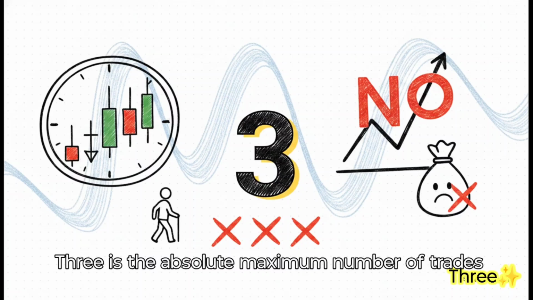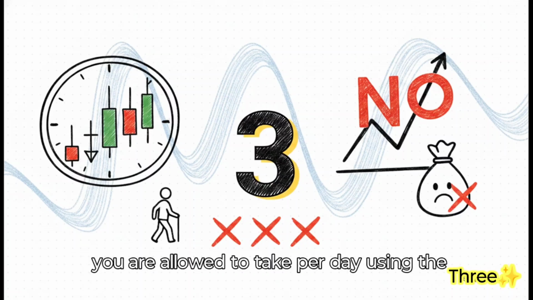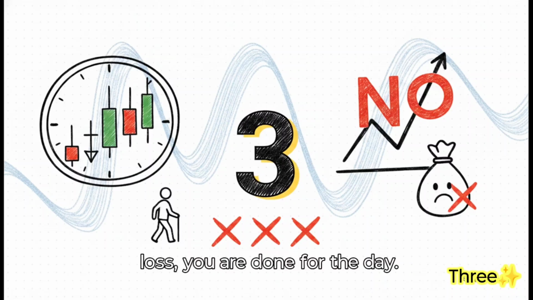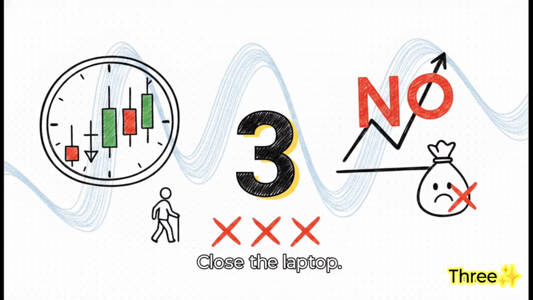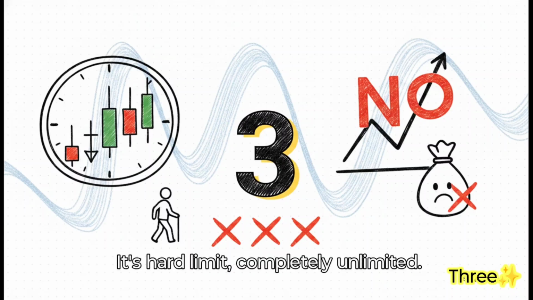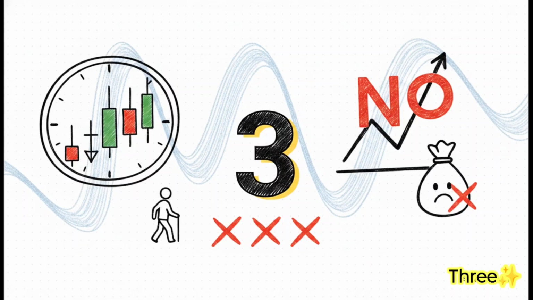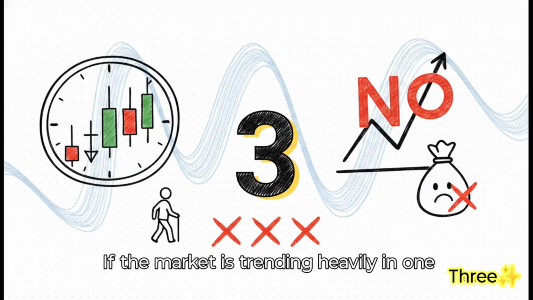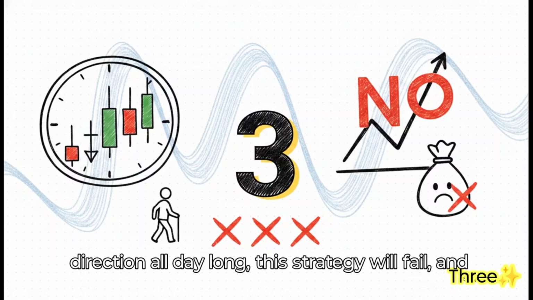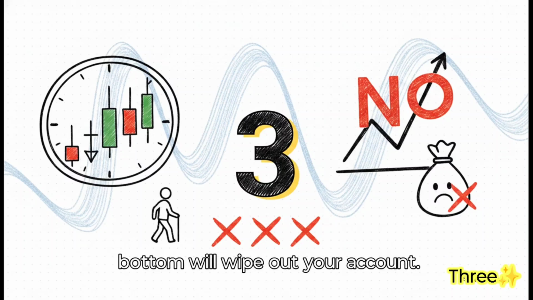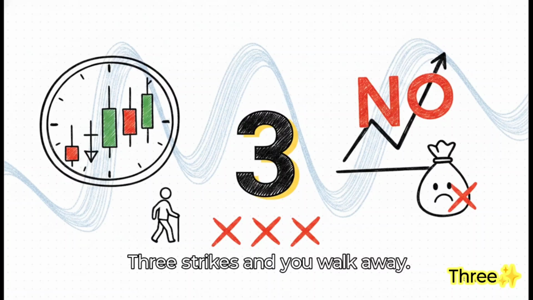Rule number 2 is the number 3. 3 is the absolute maximum number of trades you are allowed to take per day using this system. If you take 3 trades and 2 hit your stop loss, you are done for the day. Close the laptop. This hard limit completely eliminates the urge to revenge trade. Mean reversion works best when the market is cycling naturally. If the market is trending heavily in one direction all day long, this strategy will fail, and taking 10 trades trying to pick the top or bottom will wipe out your account. 3 strikes and you walk away.